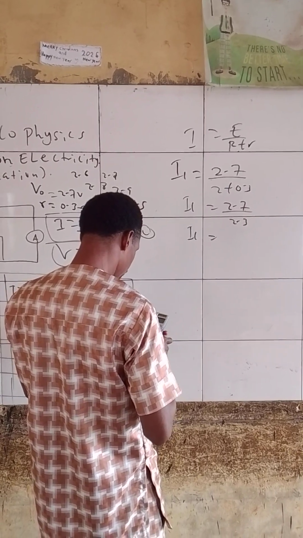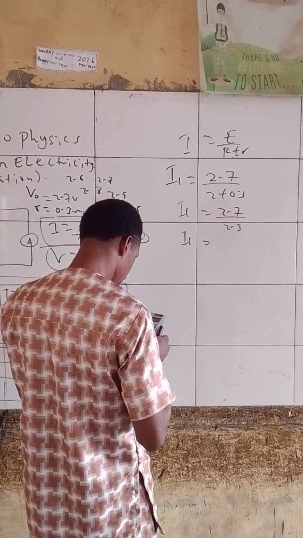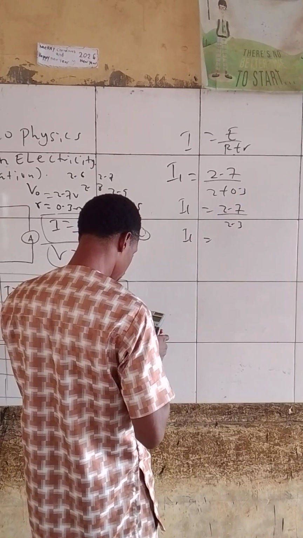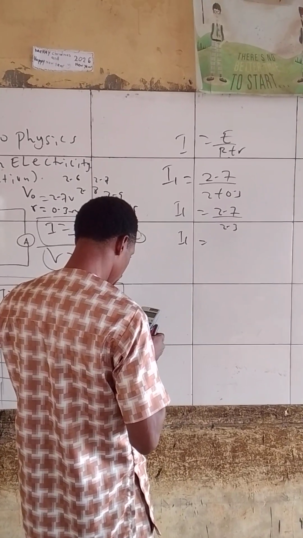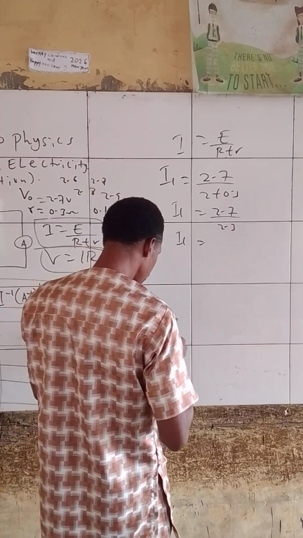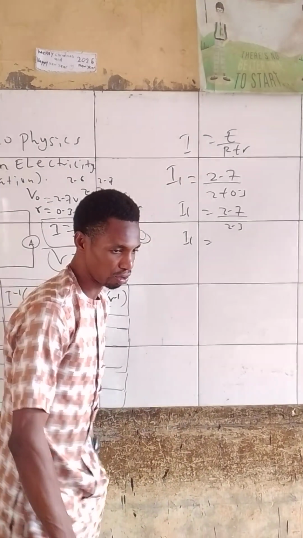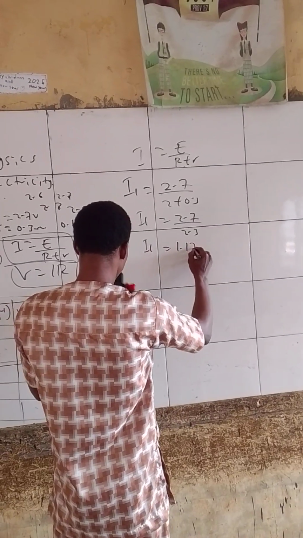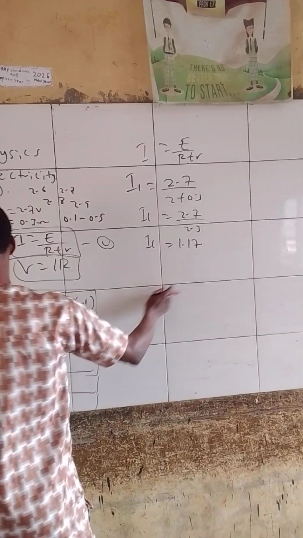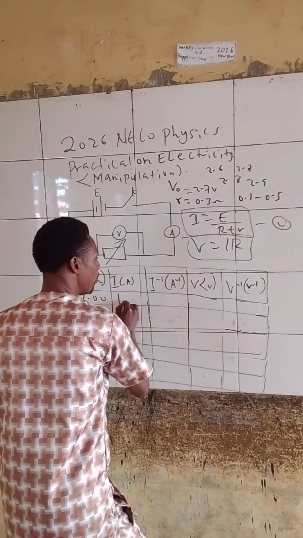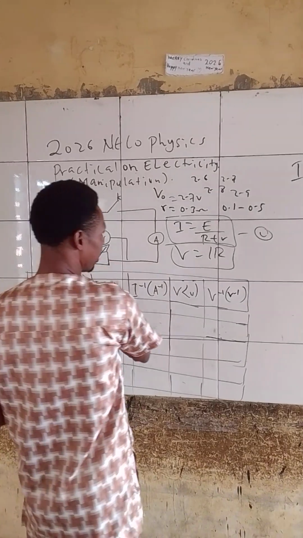2.7 divided by 2.3, equal to what? I think this calculator gives 1.17. So I'll leave it in 2 decimal places: 1.17. Please don't forget, get it as 2 decimal places.